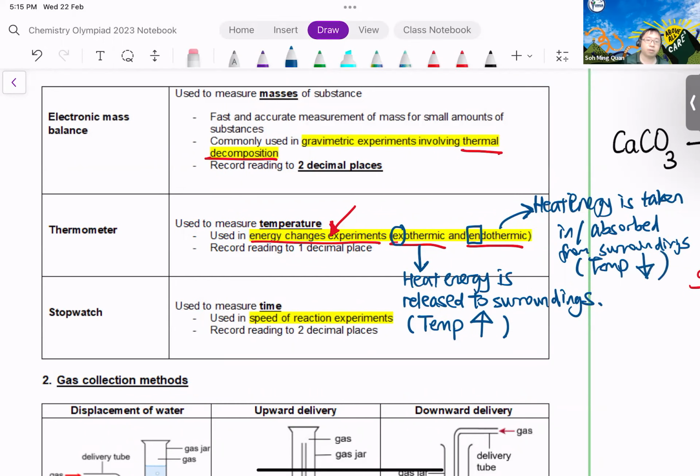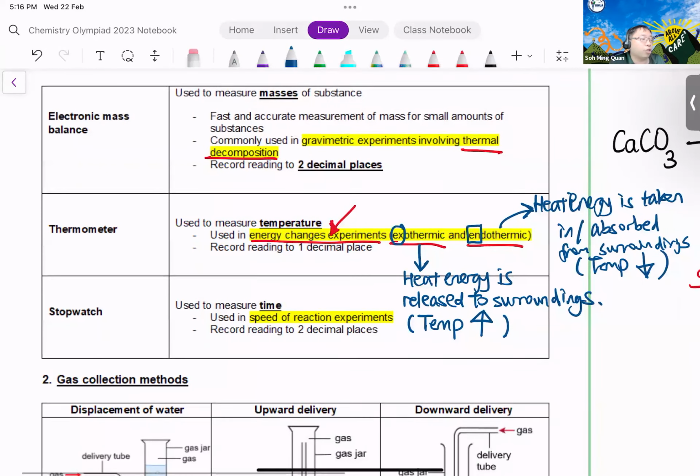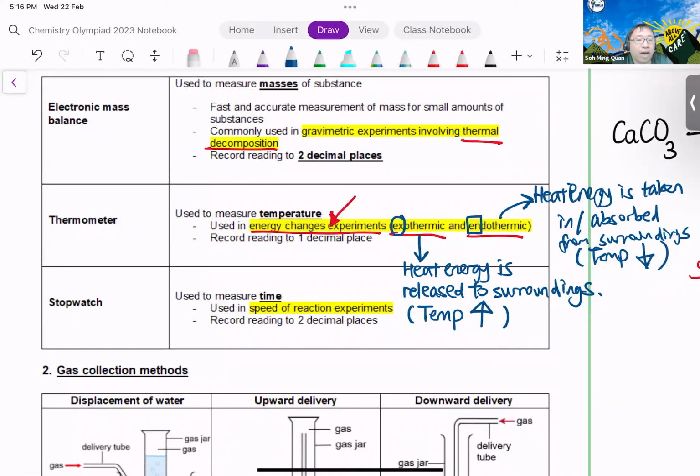So the temperature decreases, it becomes colder. That's an introduction to exothermic and endothermic reactions. Exothermic: heat energy is released, so the temperature becomes hotter. Endothermic: heat energy is taken in, so the temperature decreases. To find out whether it's exo or endo, you need to use a thermometer to measure the temperature change. Finally, the stopwatch measures time. Obviously you need time when you talk about speed.